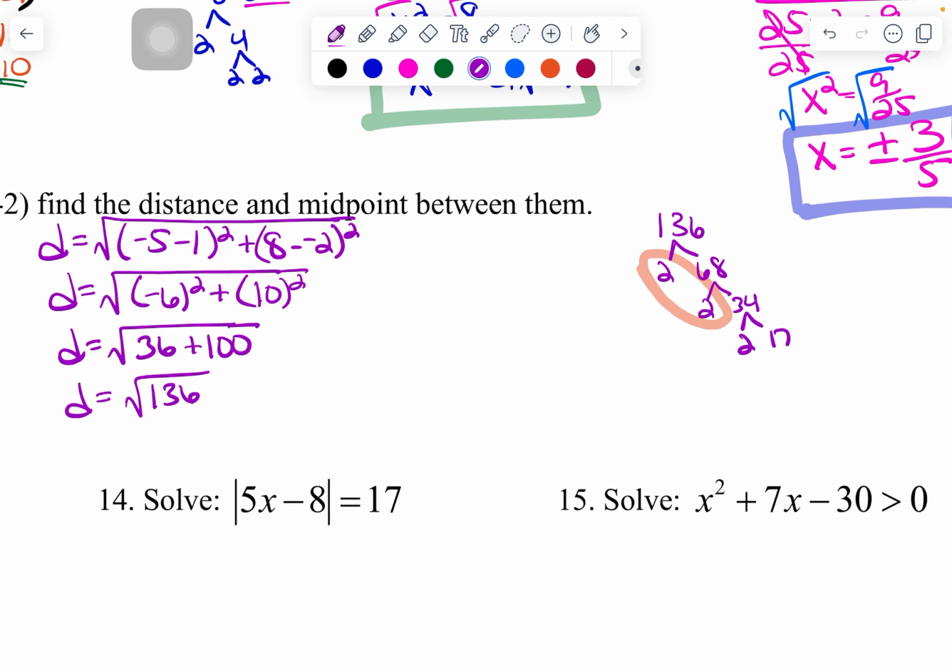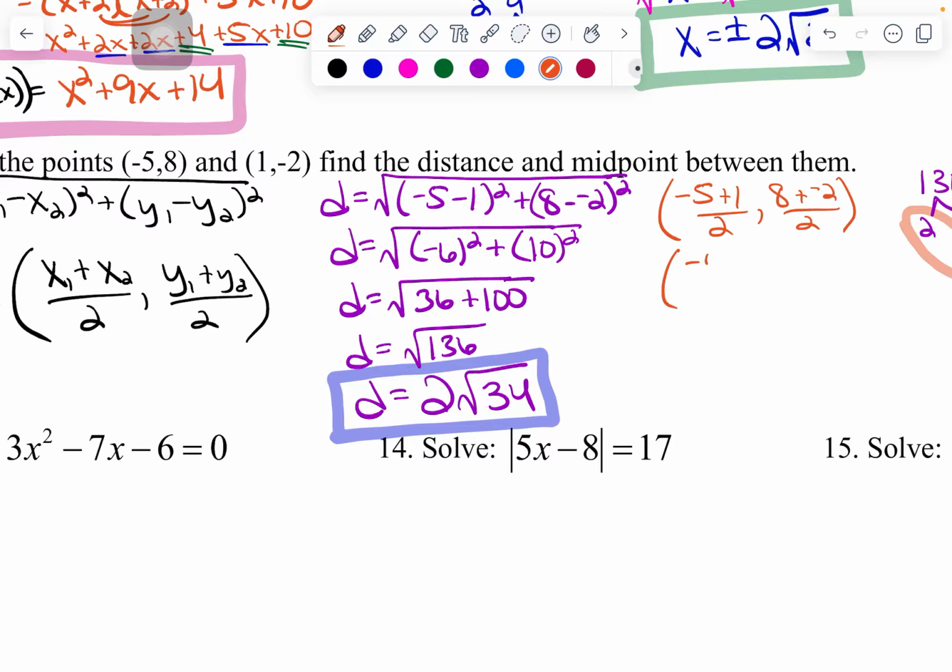All right, hopefully midpoint's a little bit easier to work with. Midpoint is the average of the x's and the average of the y's. So we're going to do x plus x: negative 5 plus 1 divided by 2, and then y plus y, so 8 plus negative 2 divided by 2. Negative 5 plus 1 is negative 4 over 2. 8 plus negative 2 is 6 over 2. Negative 4 divided by 2 is negative 2. 6 divided by 2 is 3. And I believe that is my midpoint.